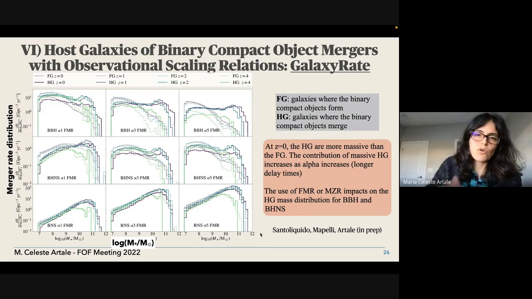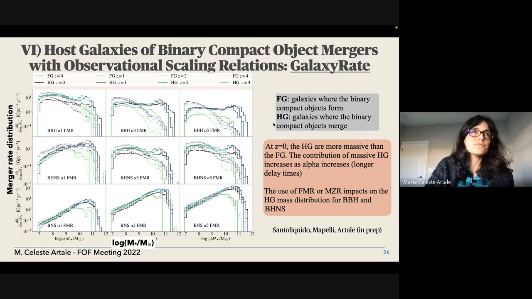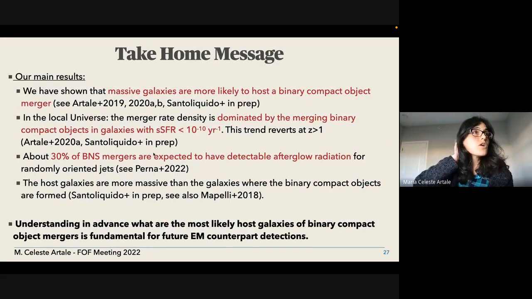Well, there are many more results. This is very preliminary, and we expect to have a forthcoming paper very soon. So as a take-home message, I hope I convince you that the massive galaxies are the most likely to host a binary compact object merger.